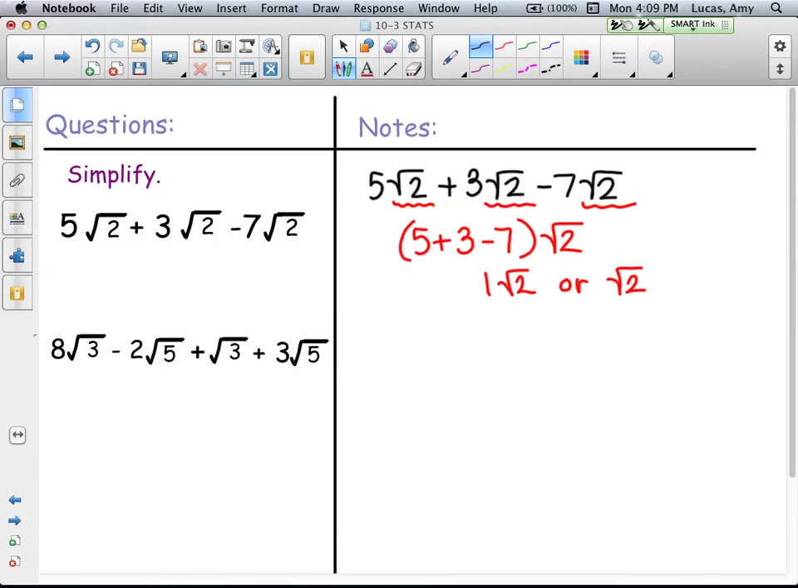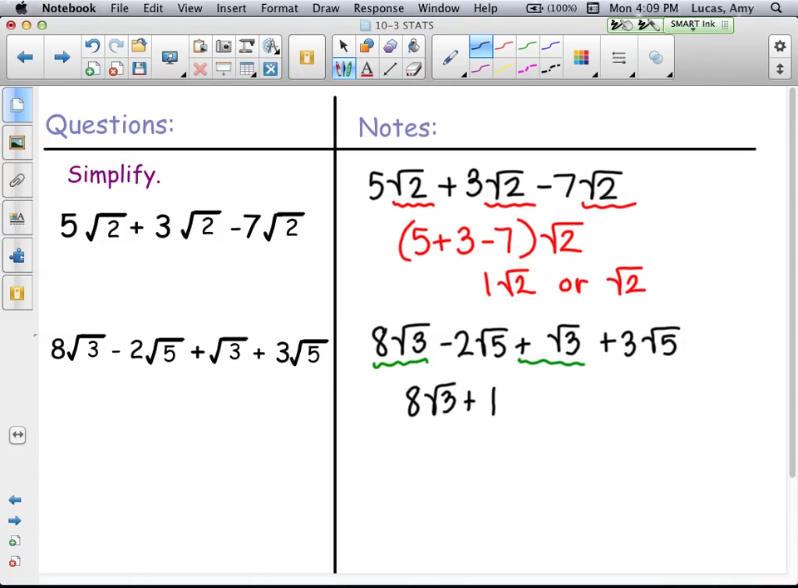My next one has a couple of different radicals. So it's like working with a couple of different variables. So I'm going to do a little bit of grouping here, and I'm going to group together the ones that are alike. This one is alike with this one. So 8 times the square root of 3 plus 1 times the square root of 3 would be 9 times the square root of 3. Notice I put a 1 in front of the radical, just like when we work with variables and you don't see the coefficient, it means there's one of them, so you can put a 1 in front.